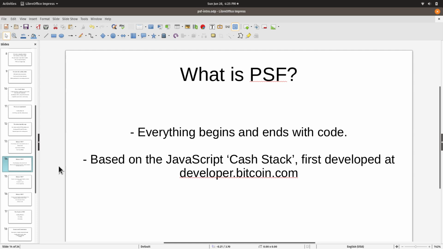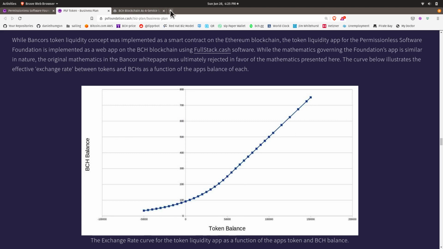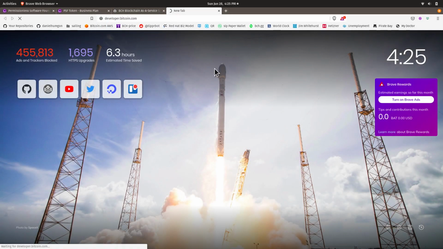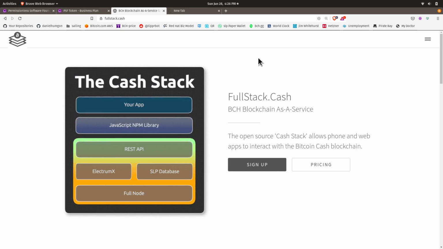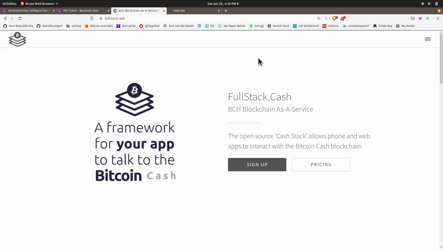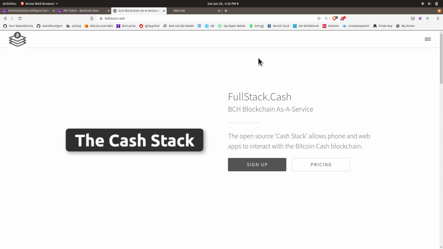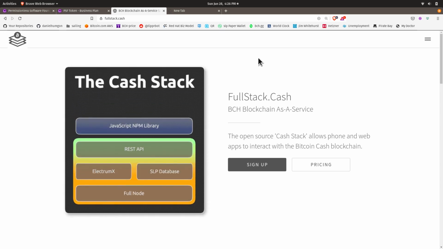It's based on the JavaScript cache stack, which was first developed at developer.bitcoin.com. And I should take a minute to explain that. Developer.bitcoin.com is a wonderful resource for Bitcoin Cash developers. It is similarly JavaScript enabled. We'll let that come up. But basically, I worked on that site for 2 years at Bitcoin.com. My name is Chris Troutner, if you're not familiar with me. I am actively involved in the Bitcoin Cash network, and I left Bitcoin.com and I started fullstack.cash.